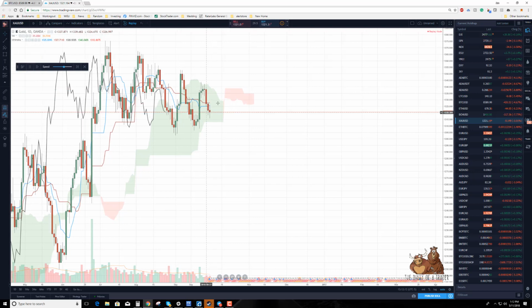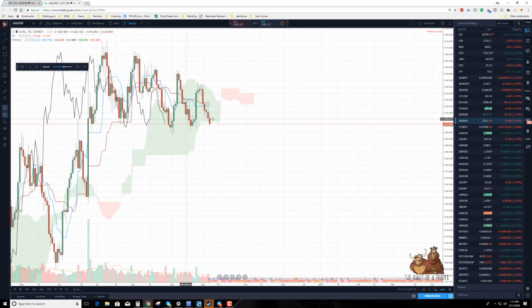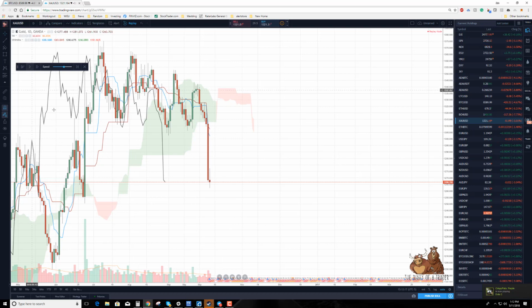And so this is why we don't take a trade in the cloud, because we don't know what's happening yet. It hasn't been determined. Now, on that big candlestick, that was where we take a short. The lagging span is below, the cloud in front of us is red, and the conversion line is below the baseline. So that is a good short opportunity.